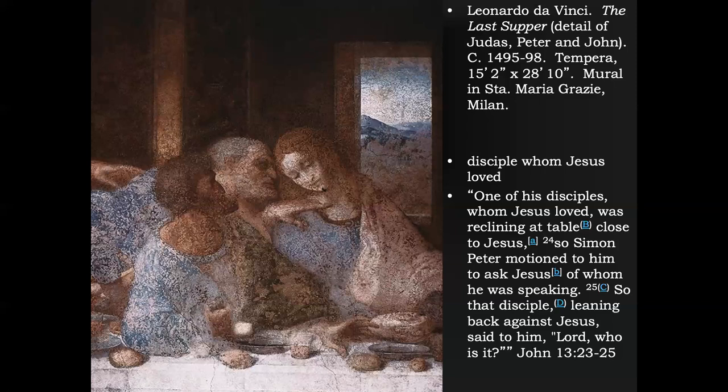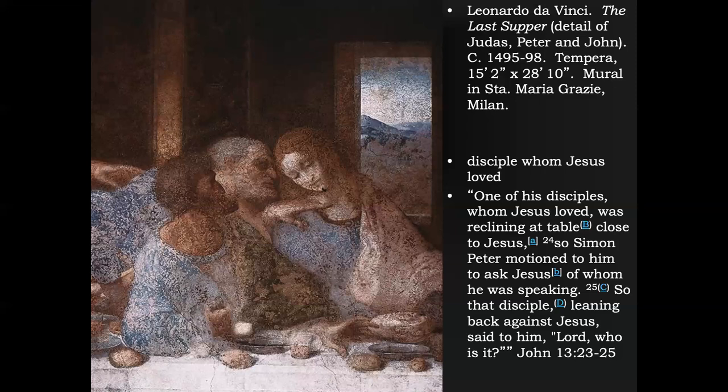And it says in the book of John, who is traditionally credited as its author, that John is identified as the disciple whom Jesus loved. So someone that has a special place in his heart. One of his disciples whom Jesus loved was reclining at the table close to Jesus. So Simon Peter, that's him right there, motioned to him to ask Jesus of whom he was speaking. So that disciple leaning back against Jesus said to him, Lord, who is it? So it's not Mary Magdalene. It's straight from the story. It's exactly how they would do it.